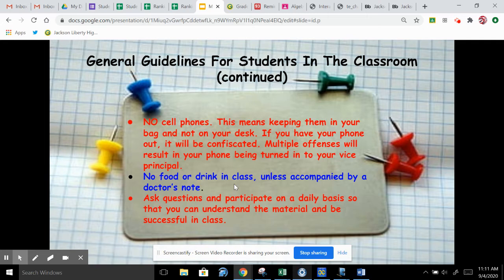Ask questions and participate on a daily basis so that you can understand the material. Guys, contribute. I want classes to be an open discussion. Obviously, I'm going to dominate the talking because I've got to teach. I've got to show you guys some new stuff. But that doesn't mean that I have to be the only one doing the talking. Please contribute. Raise your hand. Make suggestions. Show different ways to do a problem.